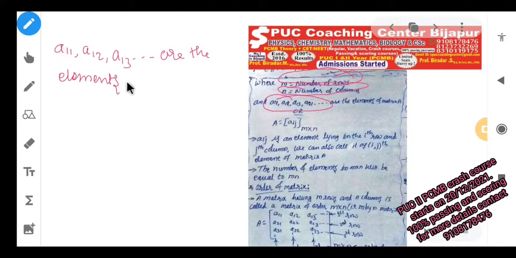If that is the matrix A, then we are going to consider a11, a12, a13. If it is a B, we take b11, b12, b13. So these are the elements of which matrix? Elements of a matrix A.